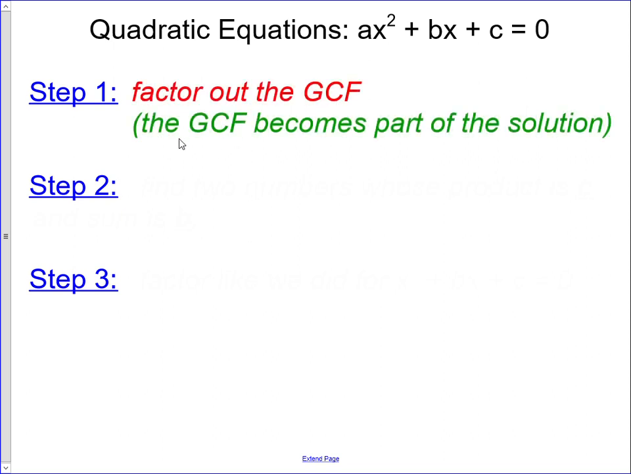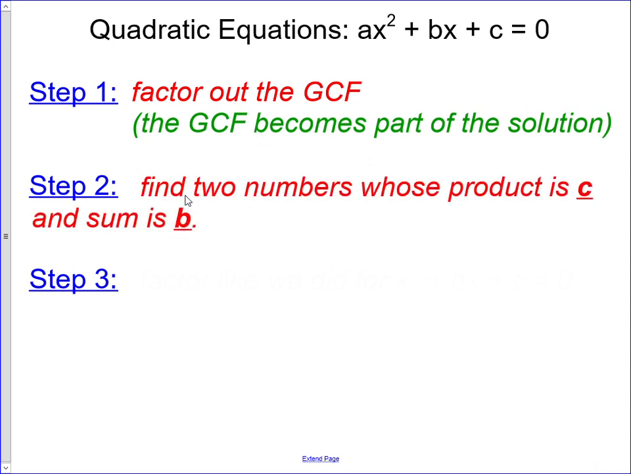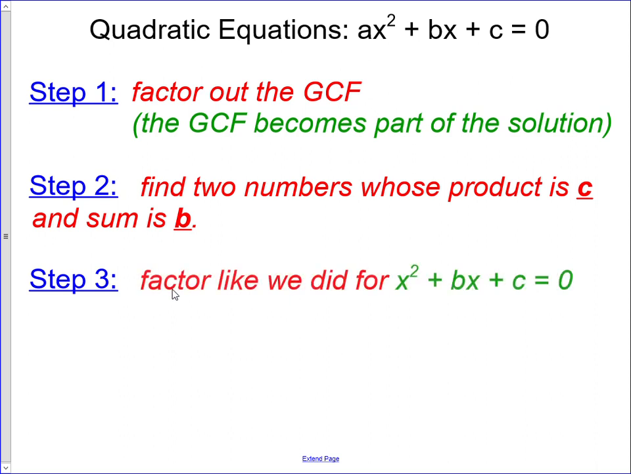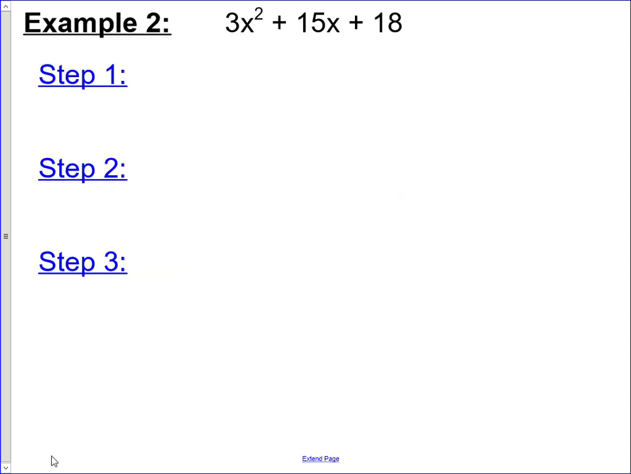Now, I want you to remember that this GCF becomes part of our solution. Step number two is basically just solving like we did when it was just x squared plus bx plus c. So we find two numbers whose product is c and whose sum is b. Step number three is to factor like we did x squared plus bx plus c is equal to 0. Now let's look at an example of that.